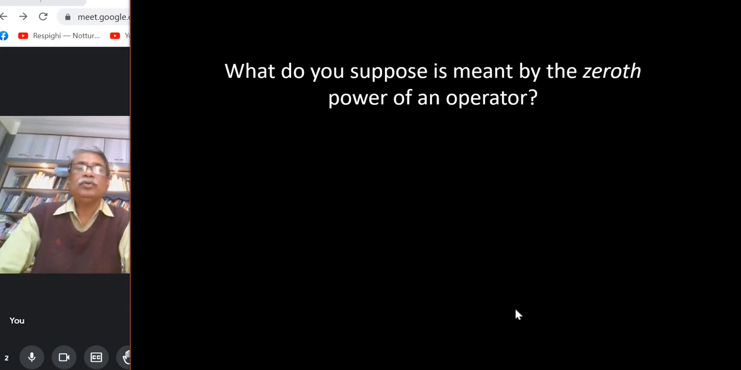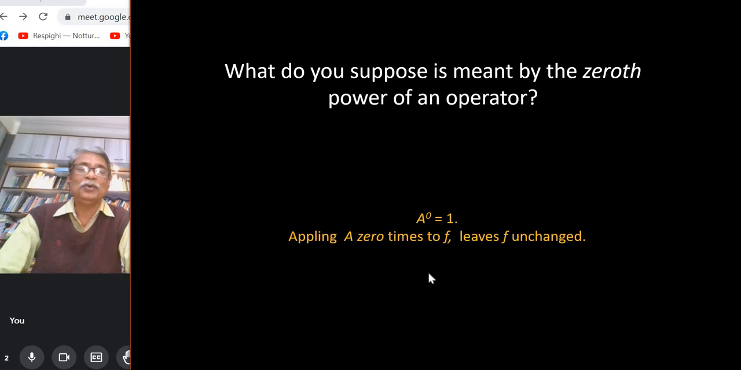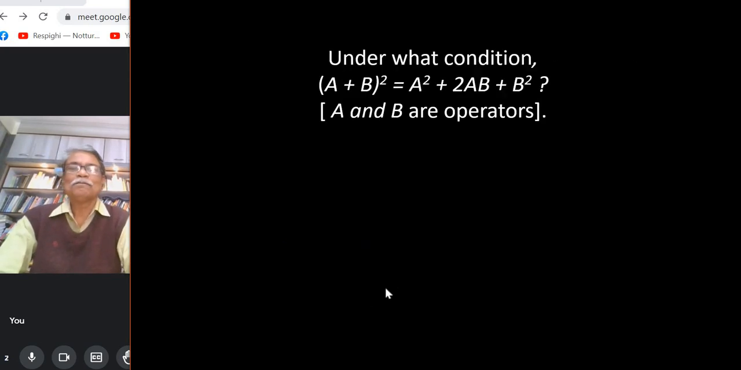Next question, what do you suppose is meant by the zeroth power of an operator? Zeroth power, something to the power 0. So A to the power 0 is 1. That means literally applying the A operator 0 times to f and leaving f unchanged. So it's quite obvious, but still.